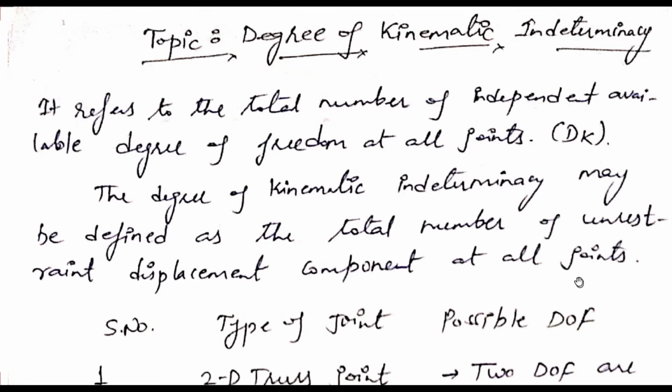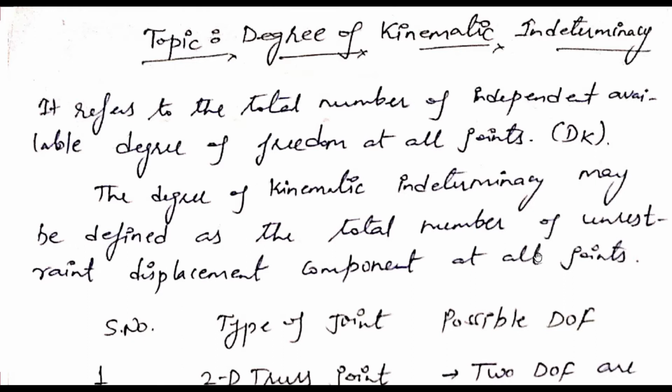If we have a fixed joint, then a fixed joint will be displaced neither in x direction, nor y direction, nor in rotation in z direction. So the degree of freedom of a fixed joint is 0. If I am considering a roller support, one reaction is acting normal to the support, so the roller support will displace in one translation direction and also in rotation in z direction. So we have 2 degrees of freedom for a roller support.